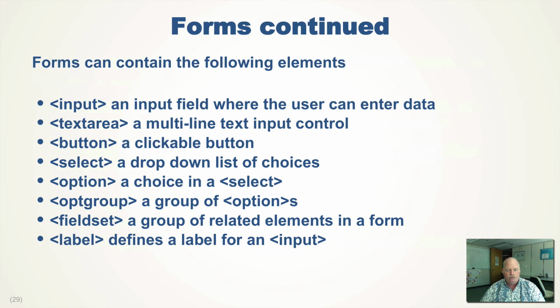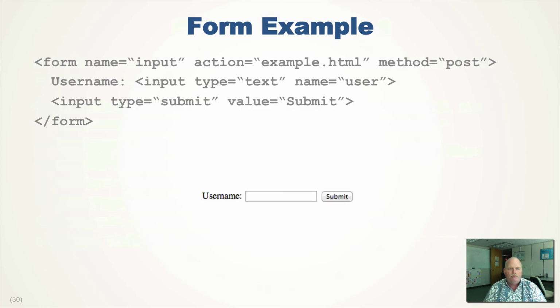Fieldset allows you to group these inputs, text areas, and buttons. Often it's rendered with a border around it. It doesn't have to be, but generally browsers will put a border on it unless you style it differently. And then a label allows you to define a label associated with a specific input. So here's an example of a very simple form. I don't have a label in this one, but I could have put a label for the username and made it associated with the input user.